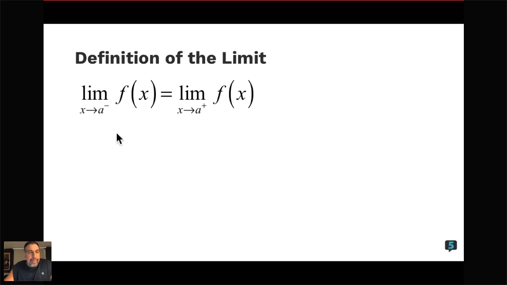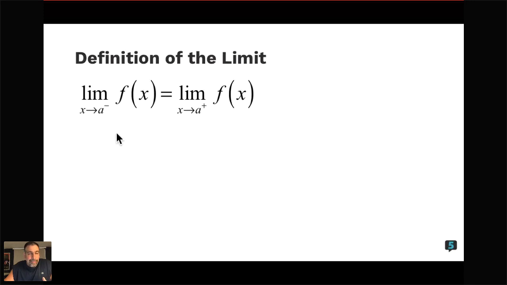So again, that first part says the limit of f of x as x approaches our value a from the left. The other limit is the limit of f of x as x approaches a from the right. And we've got a plus up there doing the same job as the minus, but this time because it's positive, we're saying that we're coming from the right.